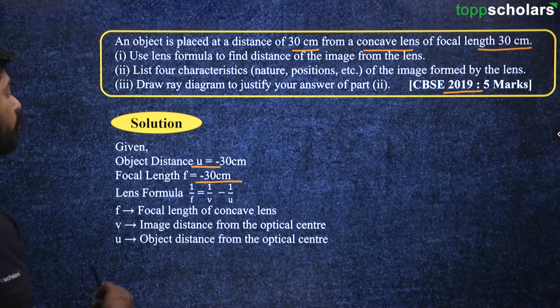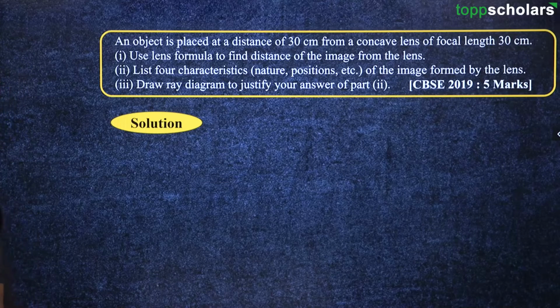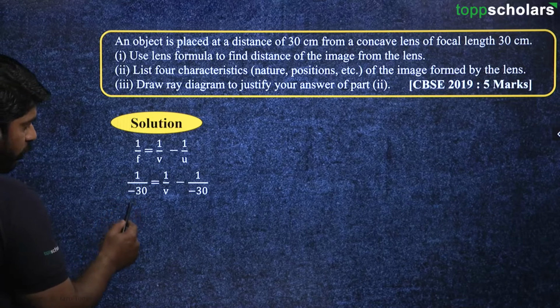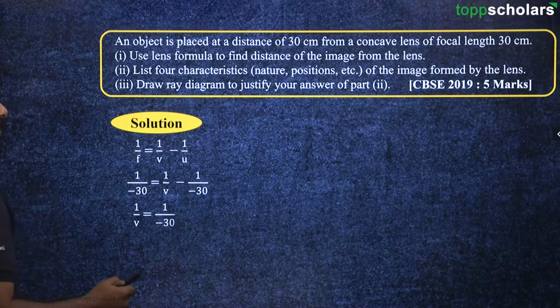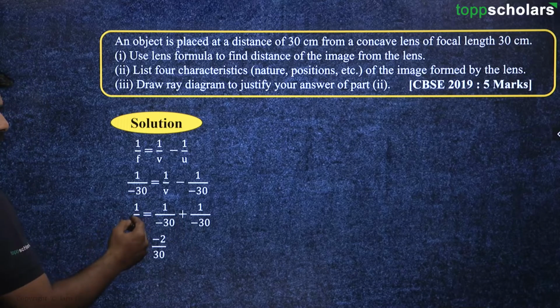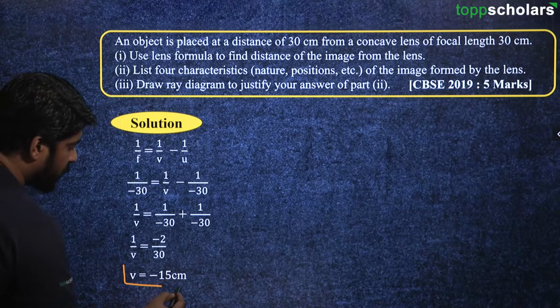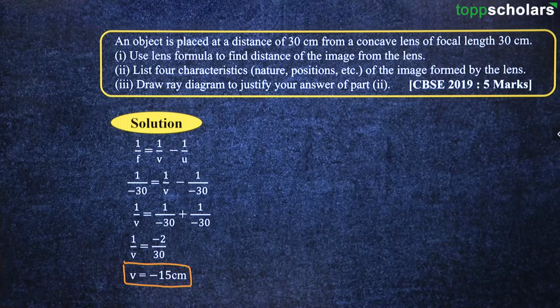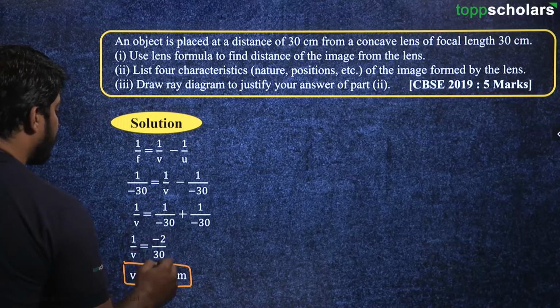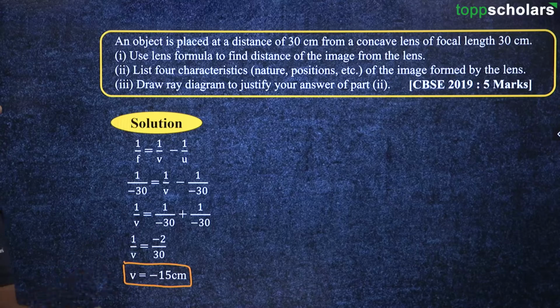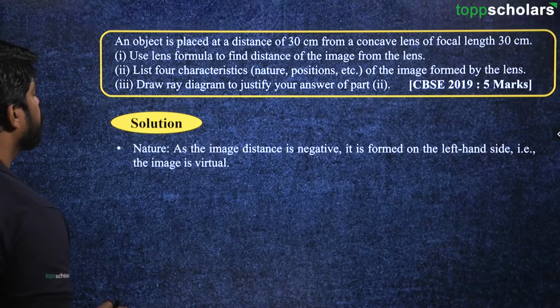Now we will put in all the numbers that we know. Putting the numbers in this formula, in place of f we have minus 30 and u is also minus 30. After we solve this equation by rearranging, we get v equal to minus 15 centimeter. So the image will be formed at this distance, minus 15 centimeter. Since it is negative, that means the image is formed on the same side as the object.